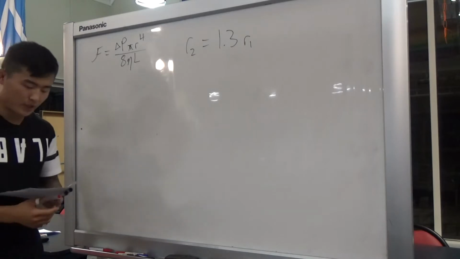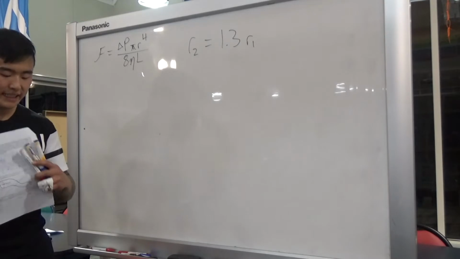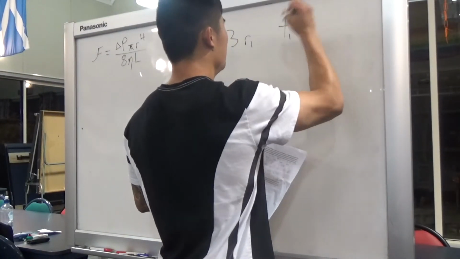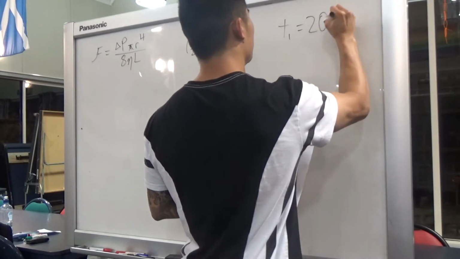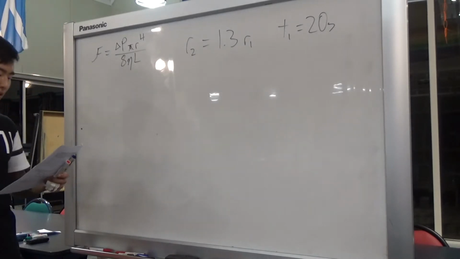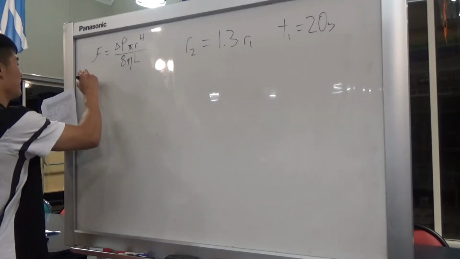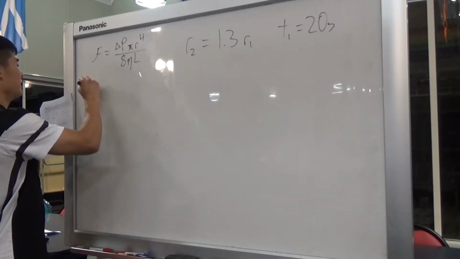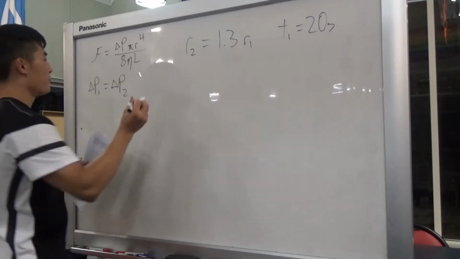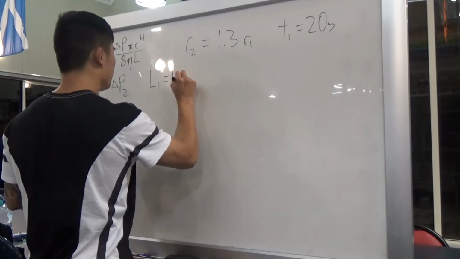And then, so the normal needle injects the desired volume in 20 seconds. So normally, the time T1 is equal to 20 seconds. And then the pressure difference between the ends and the length of the needle are the same in both cases. So that means that the pressure difference, delta P1, is equal to delta P2 because there's no change. And the length of the needle is the same, so L1 equals L2.